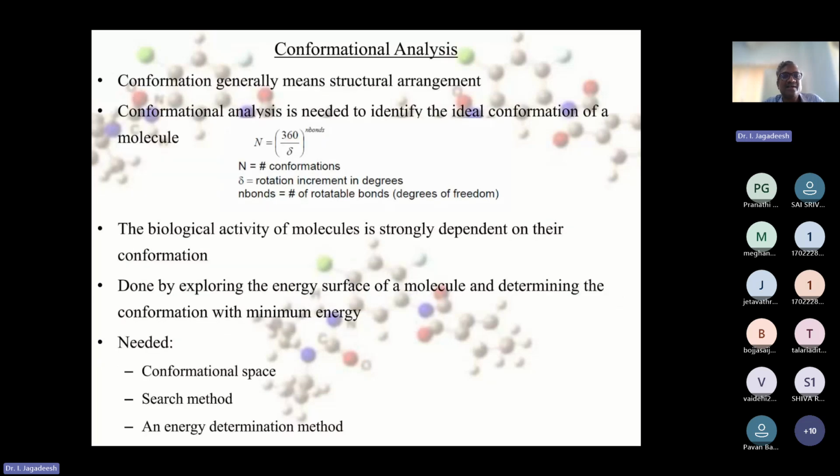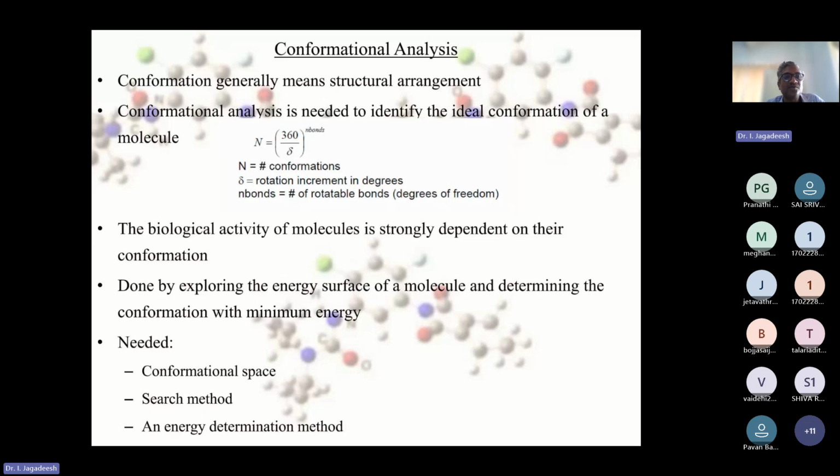So this is the one where we can calculate the number of conformations by 360 divided by delta. That is the rotation increment in degrees, which can be either 30, 60, 90 or 10. And n is the number of rotatable bonds. We have already mentioned that when you have more than 6 rotatable bonds, you are going to have an exponentially high number of conformations. That is the reason it will make the system complex.